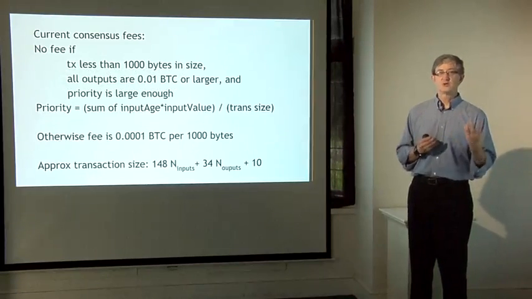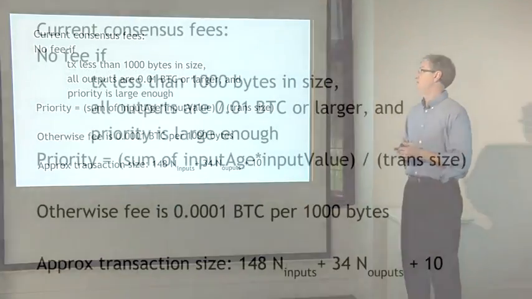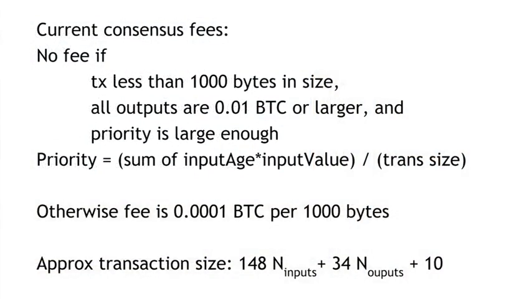Okay. So the current consensus transaction fees are as follows. First of all, no fee is charged if the transaction is less than 1,000 bytes in total size, if all of the outputs of the transaction are 1/100th of a Bitcoin or larger, which is currently worth about $5 or $6 US, and if the priority of the transaction, according to a certain formula, is large enough.